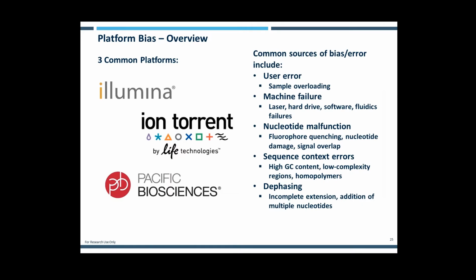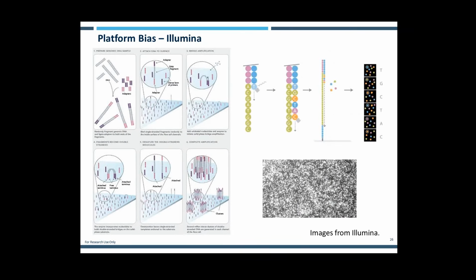And so each of these has advantages in terms of read length, output, multiplexing, and overall versatility. But across the board, there are platform biases that may occur. And some of these include user errors, where the platform is overloaded, doesn't perform optimally, which will result in poor quality data. You also have machine failure and reagent issues that are ubiquitous across platforms. But there's also these platform-specific biases that occur due to the differences in chemistry that each one uses.